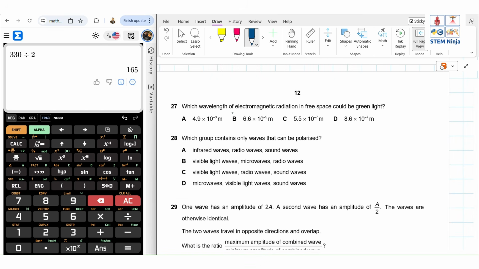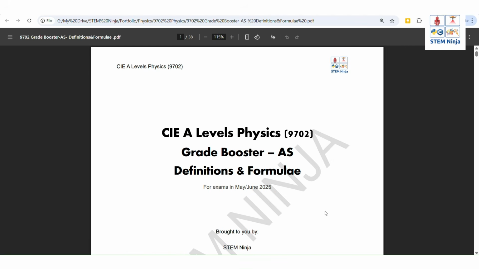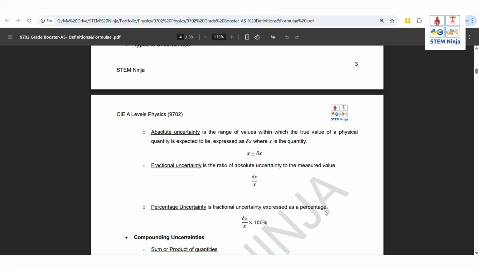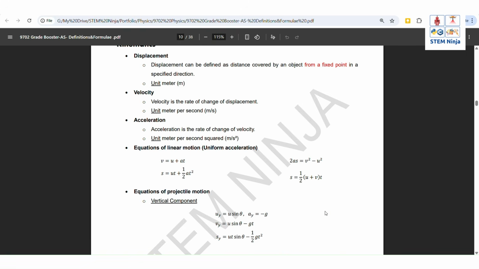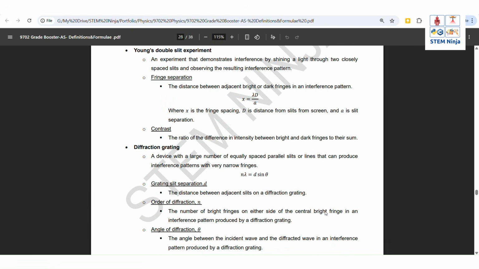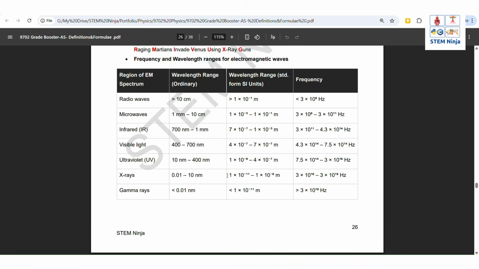Which wavelength of the electromagnetic radiation in free space could be green light? Right. Just to show you, you should actually remember this also. In the waves, the electromagnetic visible spectrum goes from 400 to 700 nanometers.